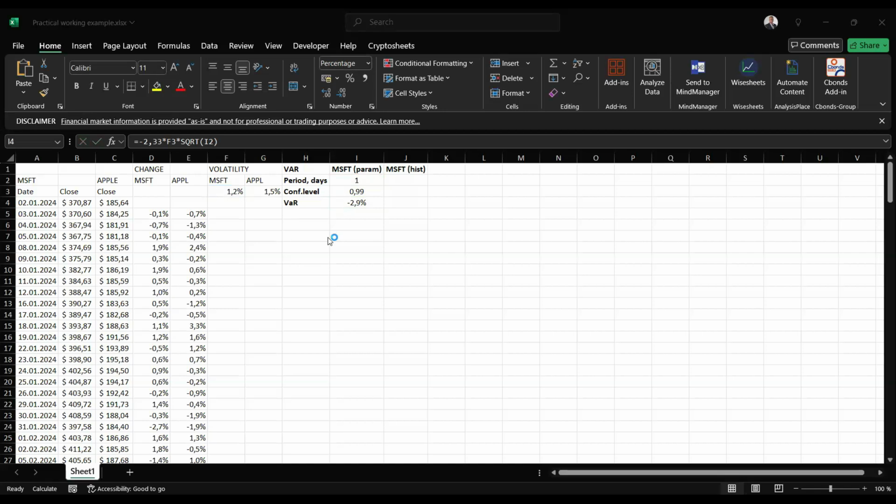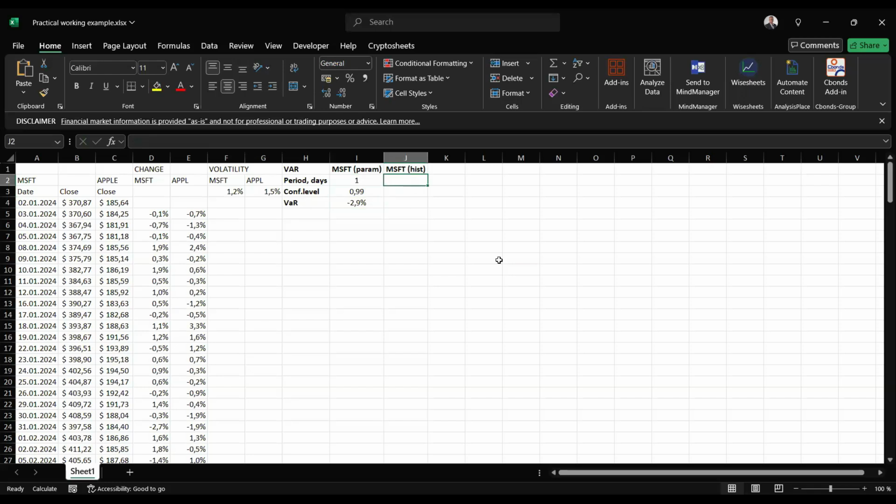Thank you. As you can see here, the value at risk is bigger for the bigger confidence level, and therefore it might be logically explained. The bigger the confidence level, the bigger the valuation. That means that for the one-day trade, we should not lose more than 2.9% of the current value of our equity position.